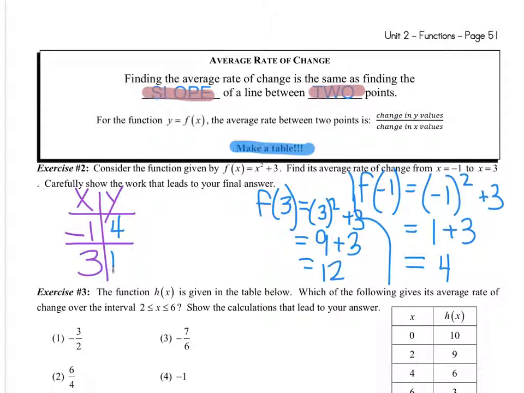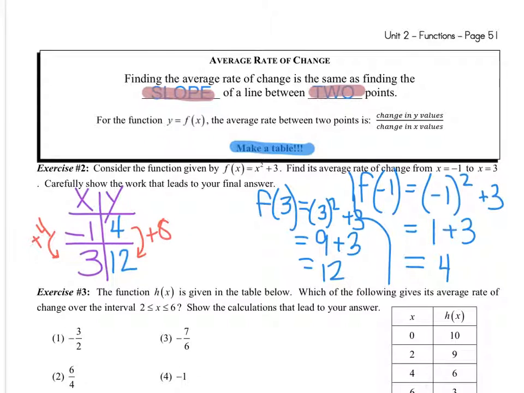So when I put in a 3, I get out 12. Now all we have to do is show our calculations. So how did we get from 4 to 12? Well, I added 8. How do I get from -1 to 3? Well, I had to add 4.